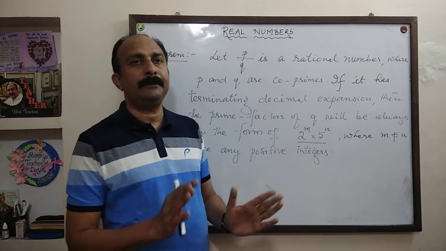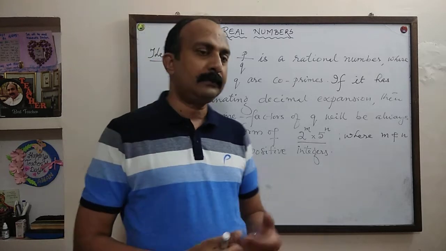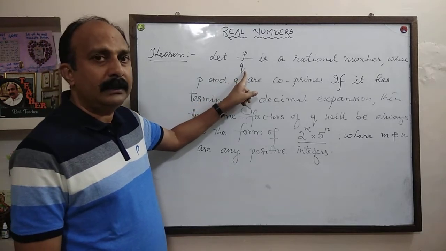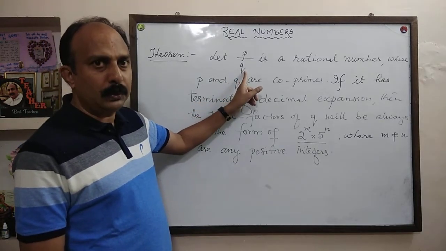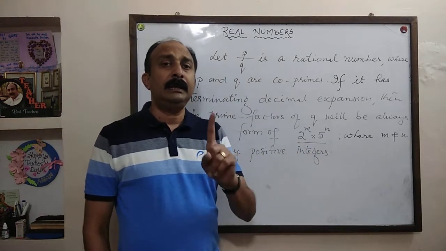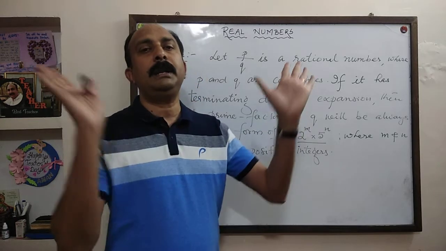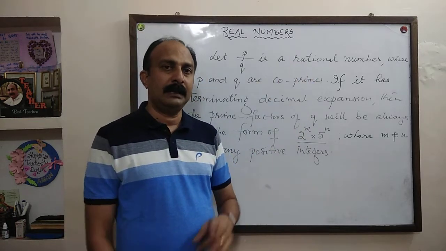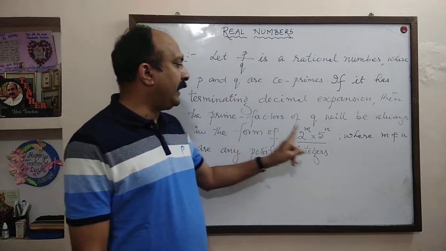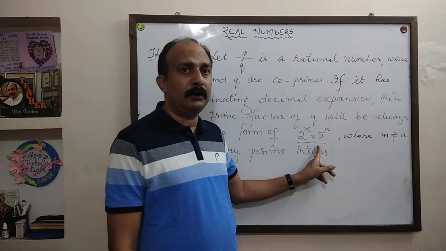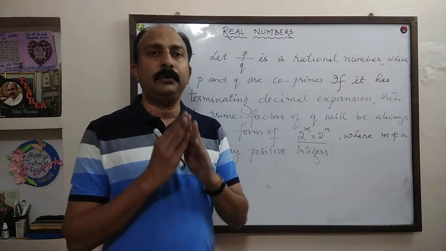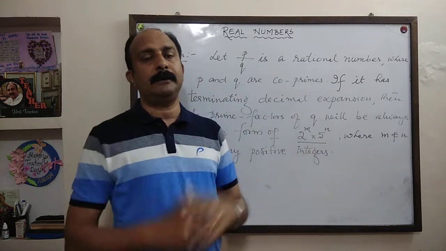Clear? Okay. Now what is its converse? Its converse: if the prime factors of q are in the form of 2 power m into 5 power n, then p upon q will be a terminating decimal. Converse. In a rational number p upon q, if the prime factors of q are in the form of 2 power m into 5 power n, then p upon q will be a terminating decimal.